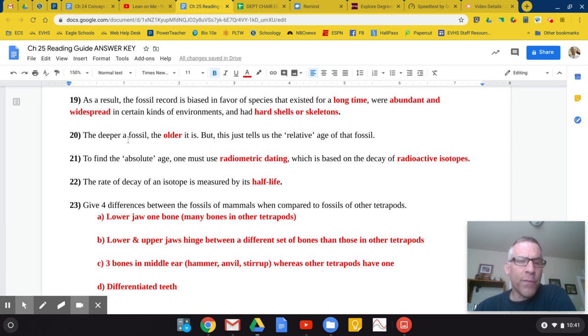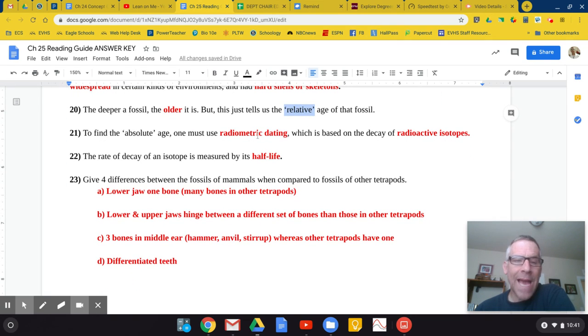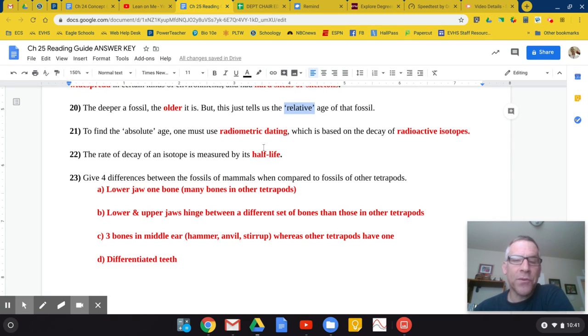We spoke about this before we went on break. The deeper a fossil is, the older it is. But this just tells us the relative age of that fossil. To find the absolute age, you've got to use radiometric dating, which means finding radioactive isotopes in that rock. And the rate of decay of an isotope is measured by its half-life, which we're able to actually pin down based on that radioactive isotope.